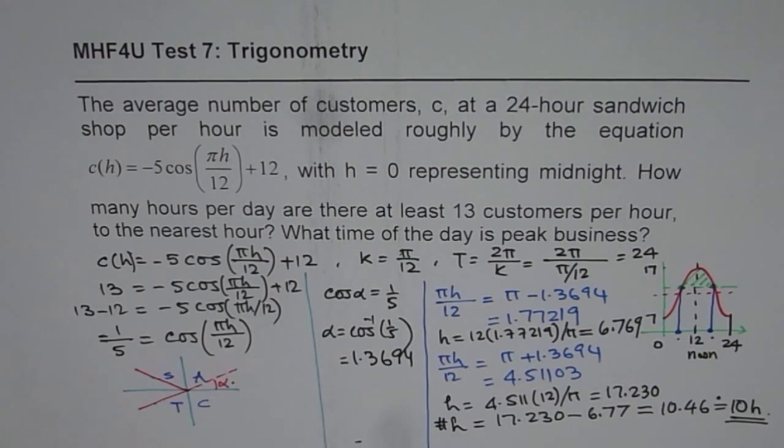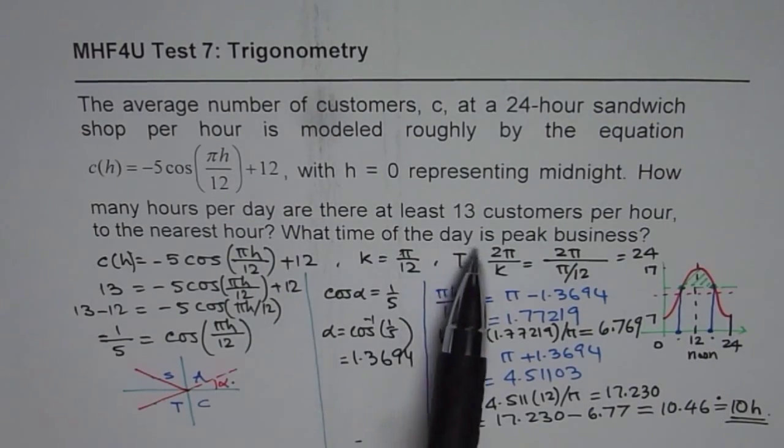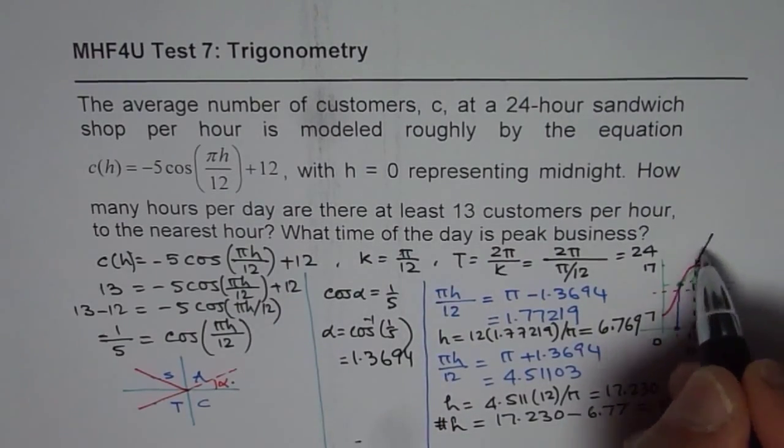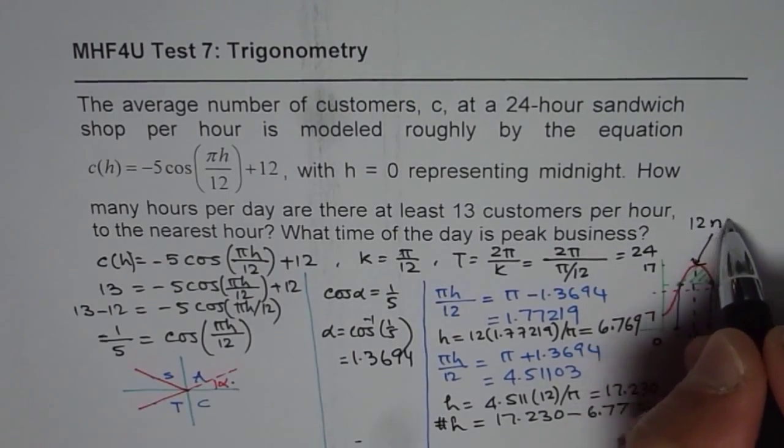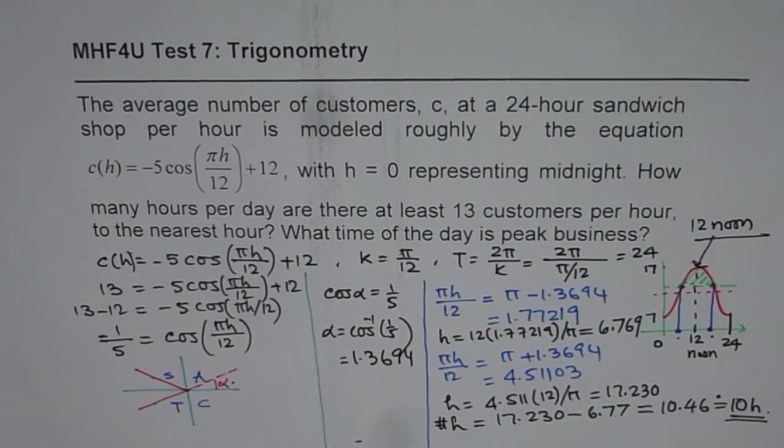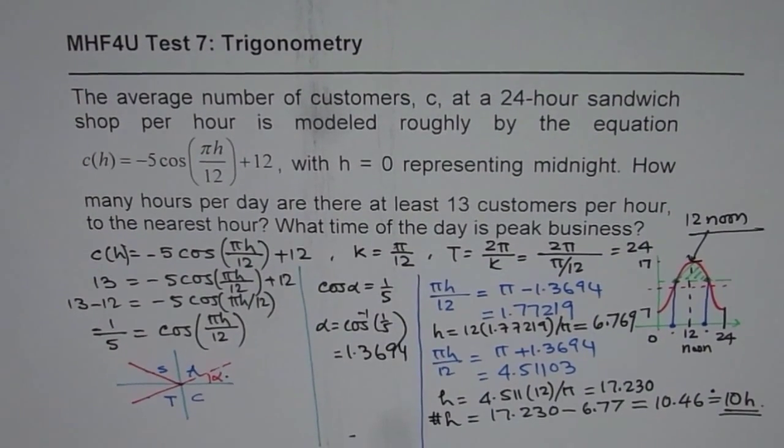I hope you understand and appreciate all the steps. Now the second one is, what time of the day is the peak business? That is the peak business. It is 12 noon. So that is part B. I hope you understand and appreciate how we found this solution.